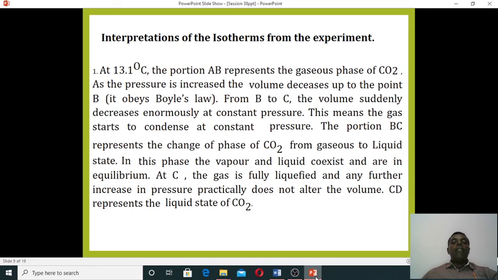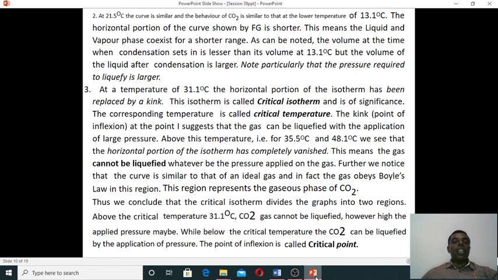In this state, vapor and liquid coexist and are in equilibrium up to C. At C, the gas is fully liquefied, and any further increase in pressure practically does not alter the volume. CD represents the liquid state of carbon dioxide. This is the first interpretation of the curve at 13.1 degrees Celsius.